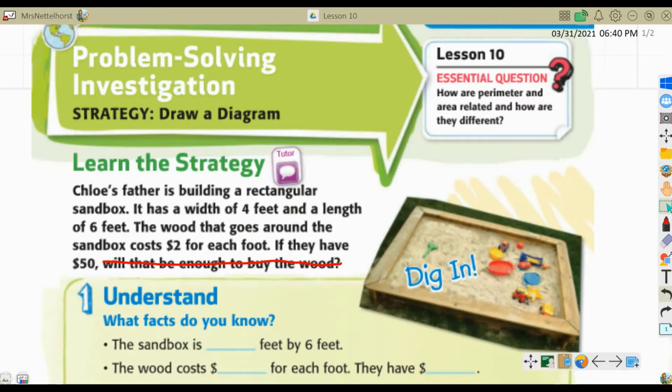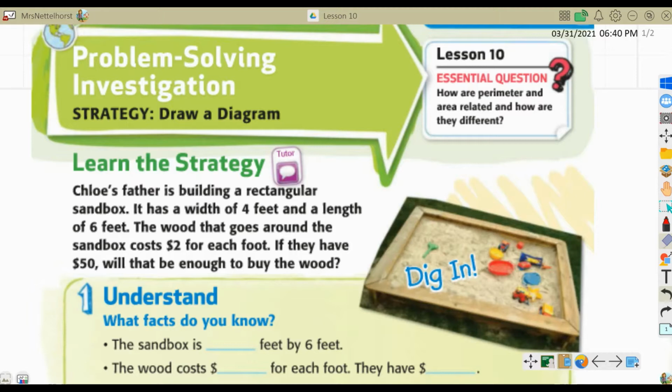Now I'm going to read it with the question. So I'm going to erase the line over the question. Sorry, not erasing the question. It's printed in our book. Okay, let's read the whole thing. Chloe's father is building a rectangular sandbox. It has a width of 4 feet and a length of 6 feet. The wood that goes around the sandbox costs $2 for each foot. If they have $50, will that be enough money to buy the wood?